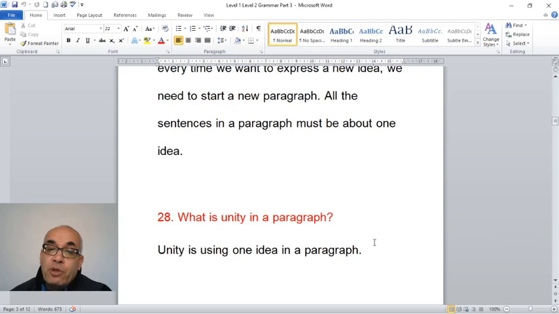So we come to question 28, and it is linked with question 27. What is unity in a paragraph? Unity is using one idea in a paragraph. So if you use one idea in a paragraph, it means your paragraph has unity. If you use many ideas, it means your paragraph is wrong and you don't have unity in your paragraph.